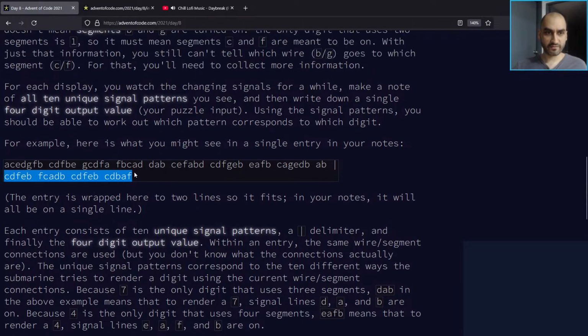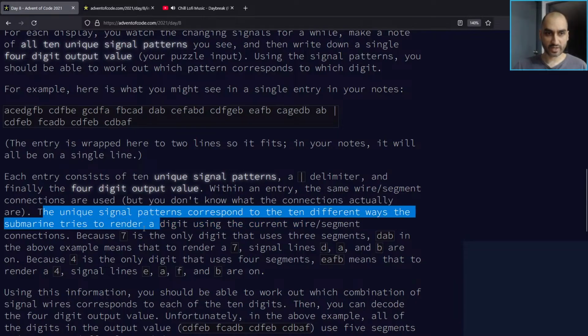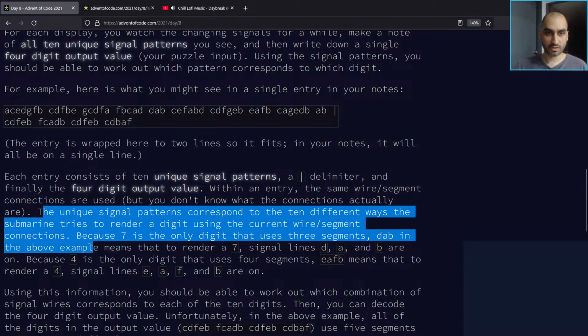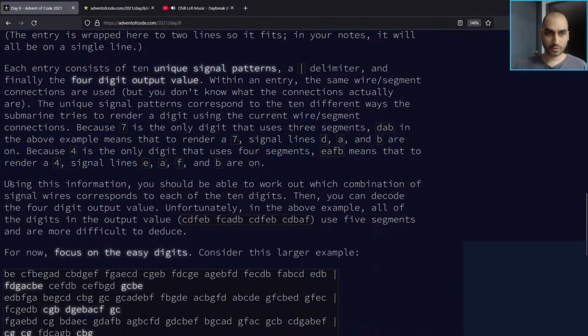So what do we want to do with the... What's the point of the 4-digit output value? Within an entry, the same wire segment connections are used. The unique signal patterns correspond to the 10 different ways the submarine tries to render a digit. You should be able to work out which combination of signal wires corresponds to each of the 10 digits. Okay, we can deduce stuff. Then you can decode the 4-digit output value. So we just want to know what the 4-digit output value is in terms of decimal.